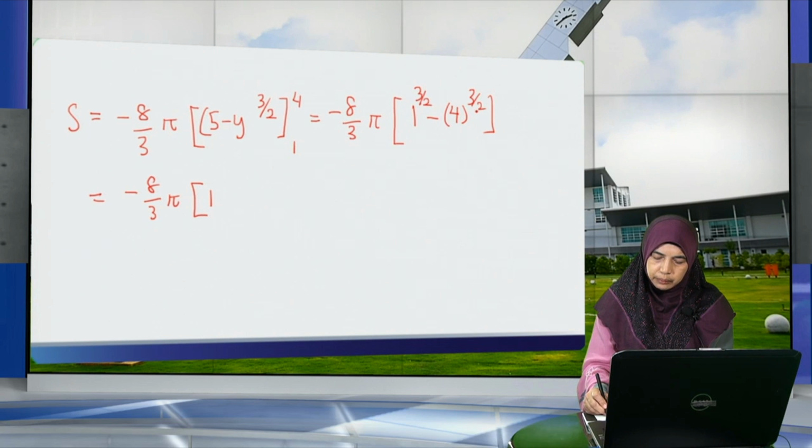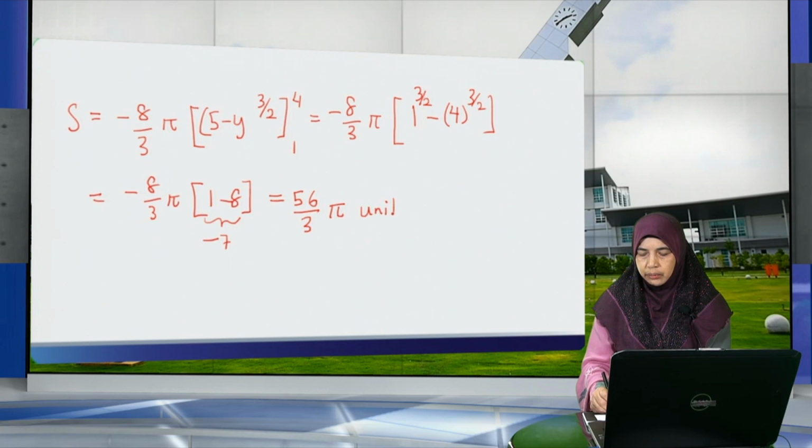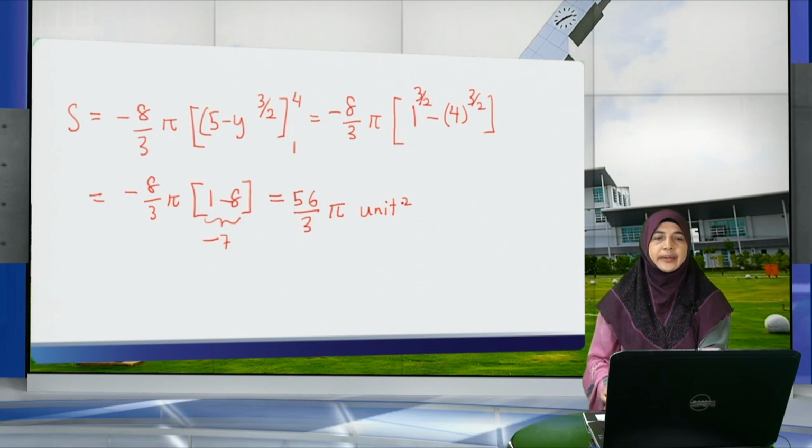When we substitute, 4 to the power of 3 over 2 is the same thing as 2 to the power of 3, which is actually equivalent to 8. So we have 8 here. So this is just minus 7. So minus 7 times minus 8 over 3 pi, and minus and minus will give you plus. So you get plus 56 over 3 pi. This is in units squared for surface area.